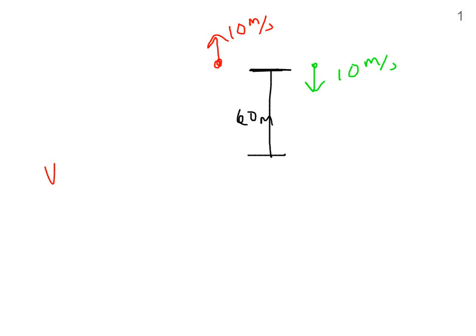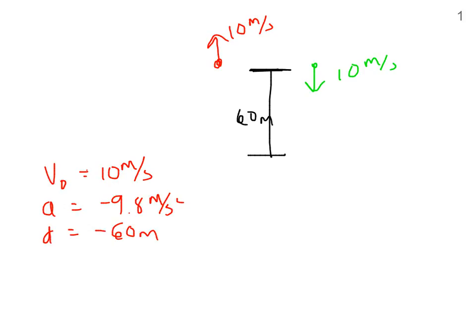I know that its initial velocity is positive 10 meters per second. A is always negative 9.8 meters per second squared. D, it falls a distance of negative 60 meters. And I'm concerned about the time it's in the air for. So this is where you are probably going to have to use the quadratic equation. So we're going to go with that.